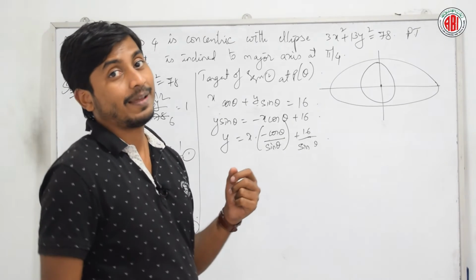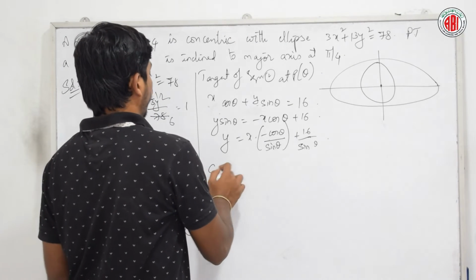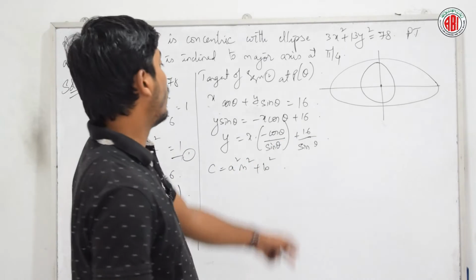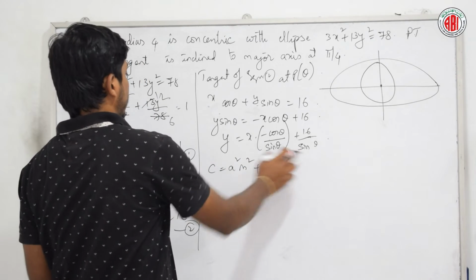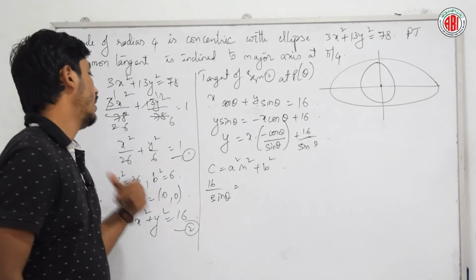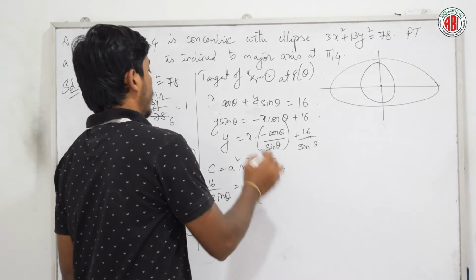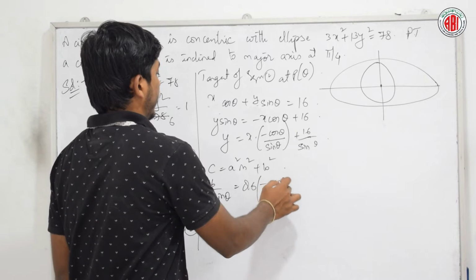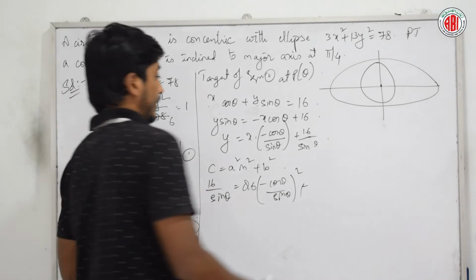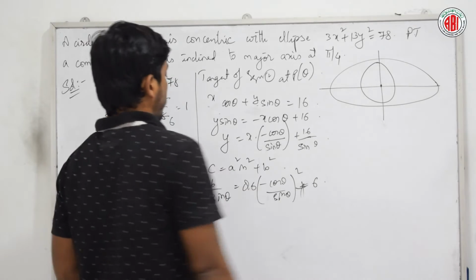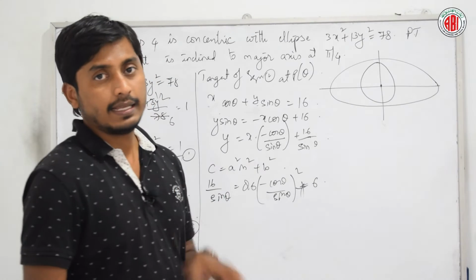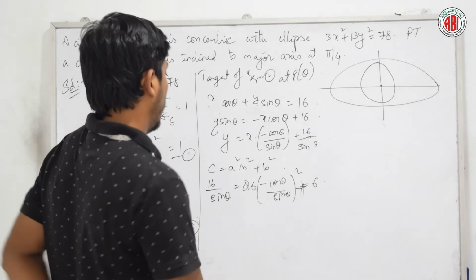So what is the condition for an ellipse? c square is equal to a square m square plus b square. Right? What is c here? c here is 16 by sin theta. What is a square? 26. What is m here? Cos theta by sin theta, whole square, plus b square is 6. Is it fine? So in order to solve this we have to take LCM and simplify. Okay. Now check here.